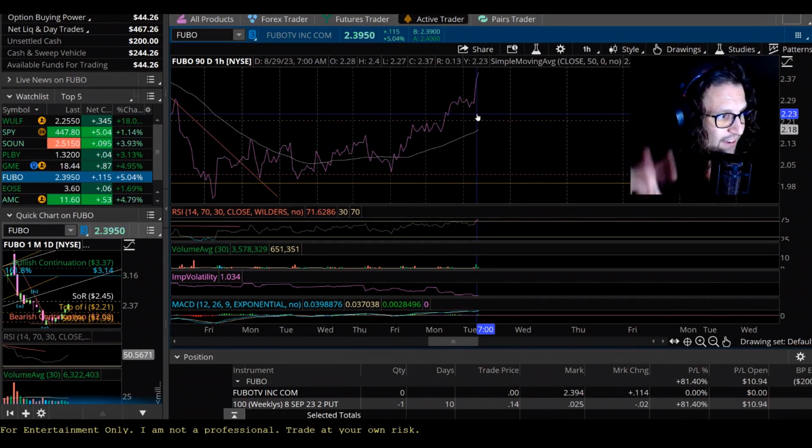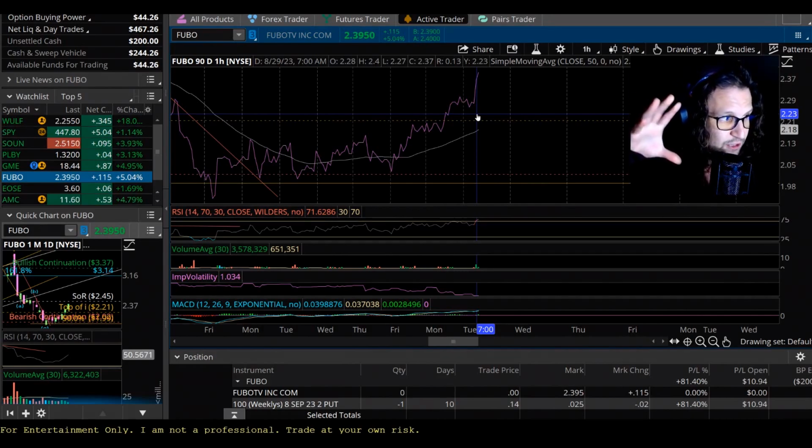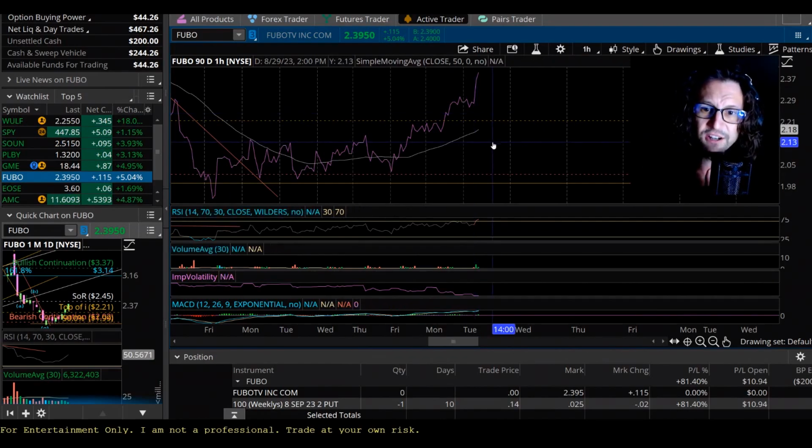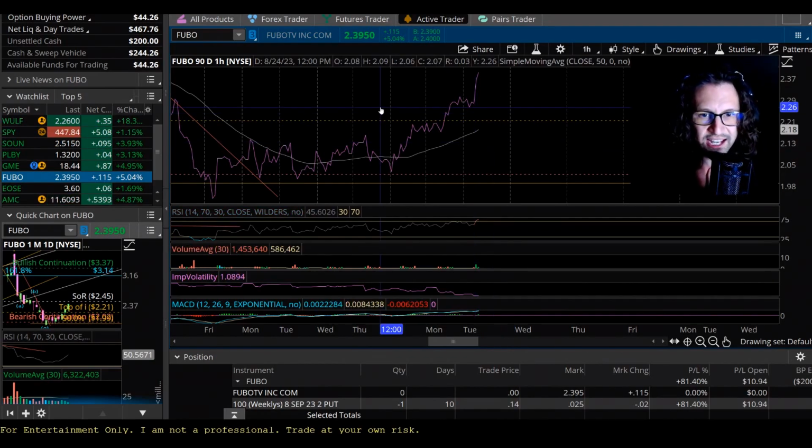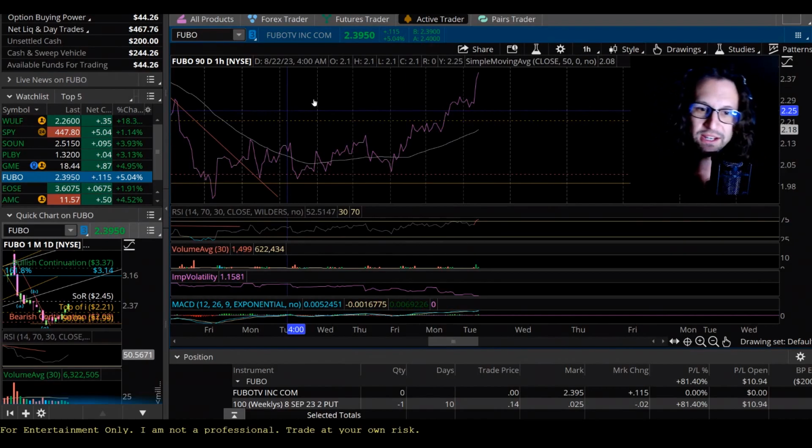I'll continue to run through that every single time until it solidifies. I know it's very difficult. Options are confusing at first, but once you understand them, it makes a lot of sense, and you go, the stock market's fake. Because, I mean, that's kind of how I feel about it. Anyway, so Fubo here is doing amazing things.